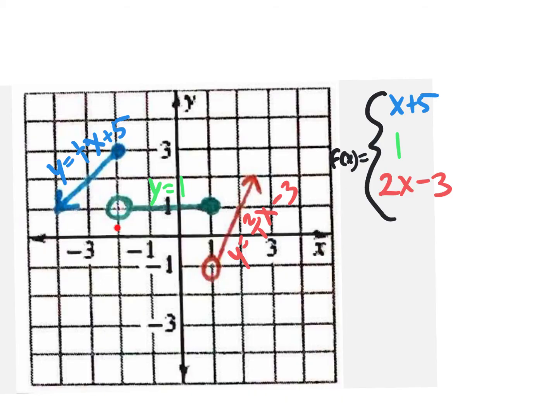Okay, so go to the endpoint. What's that x value on the x number line? And it is to the left. So x is less than or equal to -2. So that's our condition for the first one. If x is less than or equal to -2.